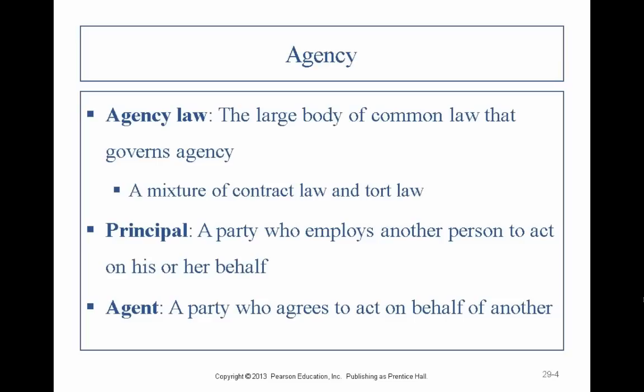When can an employee make their employer liable? Depends. Is that principal-agent relationship an employer-employee relationship? And was the employee acting as an agent of the principal? Sometimes, not always. We'll see when that happens.